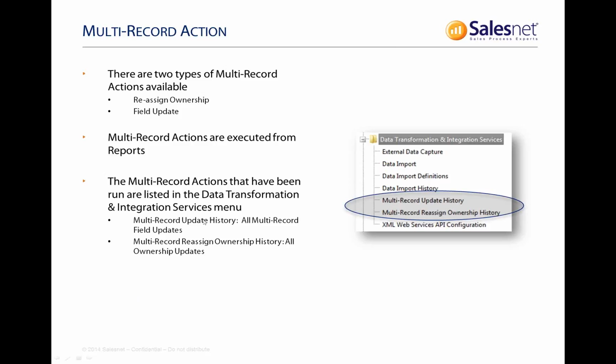So multi-record action is executed from the reports module. If you'll remember, we went over the idea that reports is not just for getting output, it's also used for multi-record updates. It's used to leverage to create our mass communication, email communications, and to create snapshots. When we perform a multi-record action within Salesnet, we also get a little history notation on those, and they're also found in the data transformation and integration menu, multi-record update history, which is all about field updates, and multi-record ownership history, which is all about reassigning records.